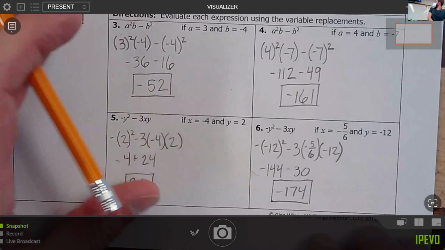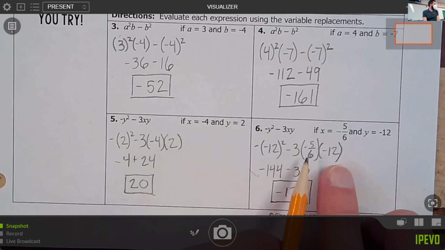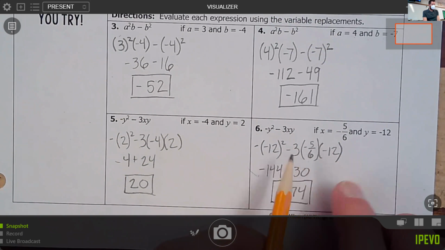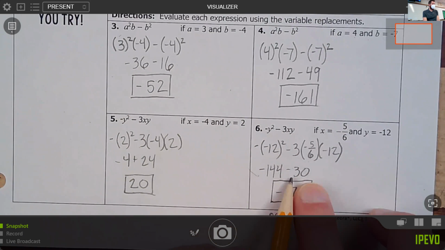And then we get -3 times -5/6 times -12. What I did first with this multiplication is I multiplied the -5/6 and the -12 because I know that -12 divided by 6 is -2. And then -2 times -5 is +10. And +10 times -3 leaves this a -30. So -144 minus 30 gets us to that -174 for number 6.